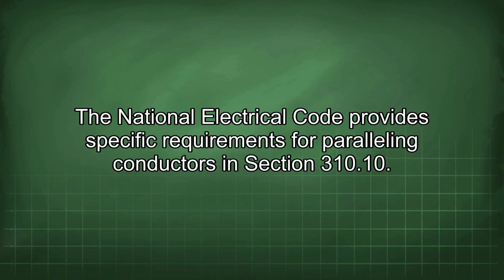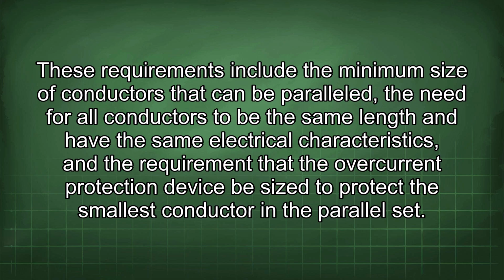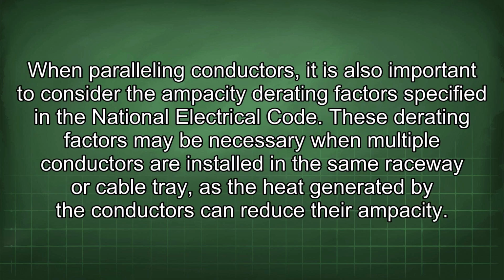The National Electrical Code provides specific requirements for paralleling conductors in Section 310.10. These requirements include the minimum size of conductors that can be paralleled, the need for all conductors to be the same length and have the same electrical characteristics, and the requirement that the overcurrent protection device be sized to protect the smallest conductor in the parallel set. When paralleling conductors, it is also important to consider the ampacity derating factors specified in the National Electrical Code. These derating factors may be necessary when multiple conductors are installed in the same raceway or cable tray, as the heat generated by the conductors can reduce their ampacity.